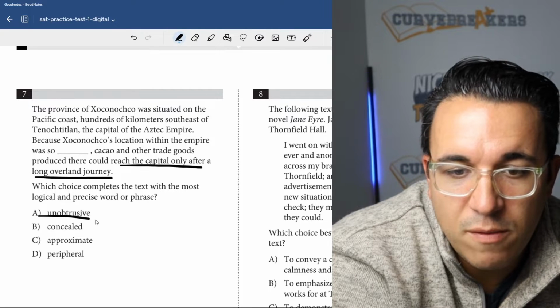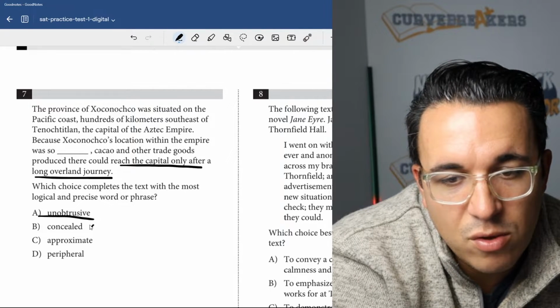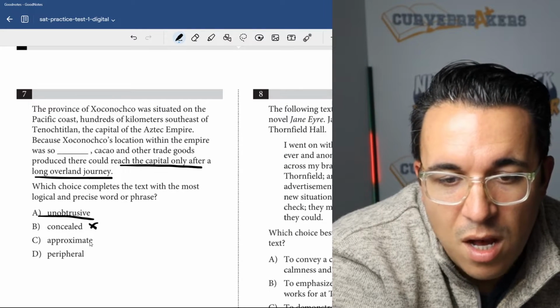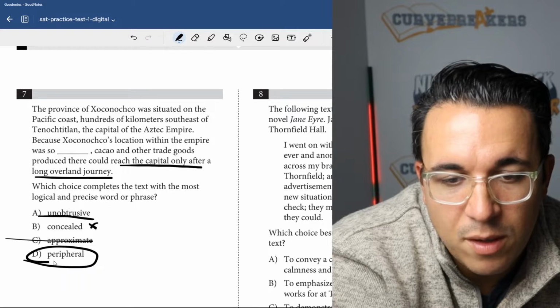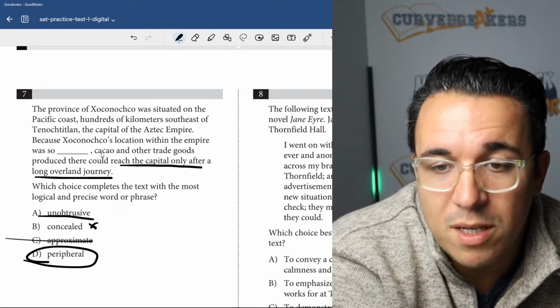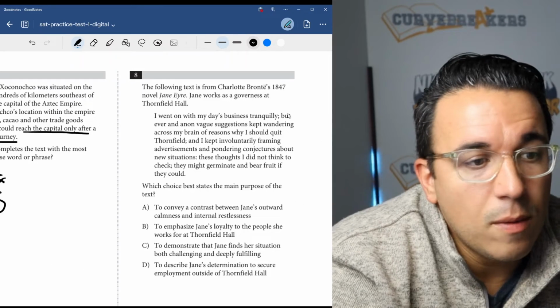So unobtrusive, concealed, that could be a good trick answer choice, but concealed means hidden. They're just saying it's far away, right? So I'm not going to go with concealed. Approximate, and then we have peripheral. Peripheral means on the outside of something, so I'm going to go with D, peripheral, because that matches this part of the sentence here. All right, let's get into number 8.